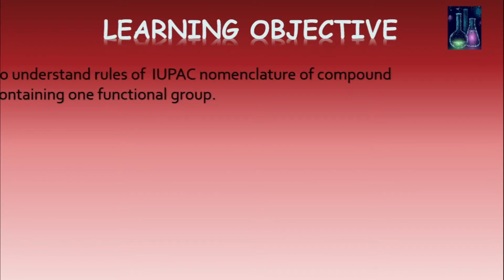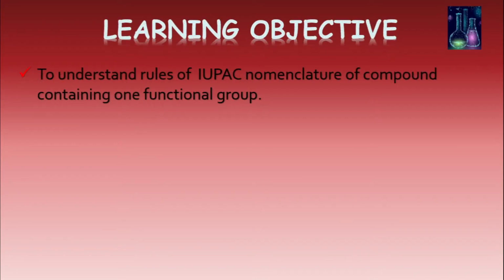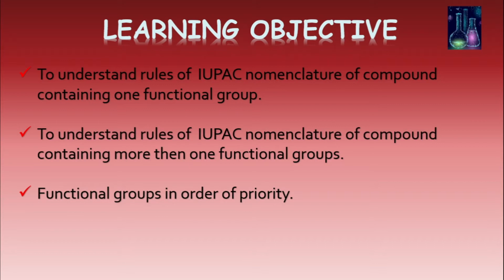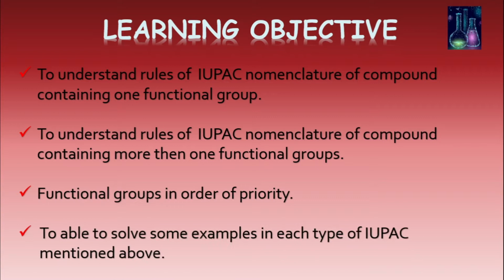Our learning objectives: to understand the rules of IUPAC nomenclature of compounds containing one functional group, to understand the rules of IUPAC nomenclature of compounds containing more than one functional group, to find out what a functional group is and the order of priority, and to be able to solve some examples in each type of IUPAC nomenclature mentioned above.